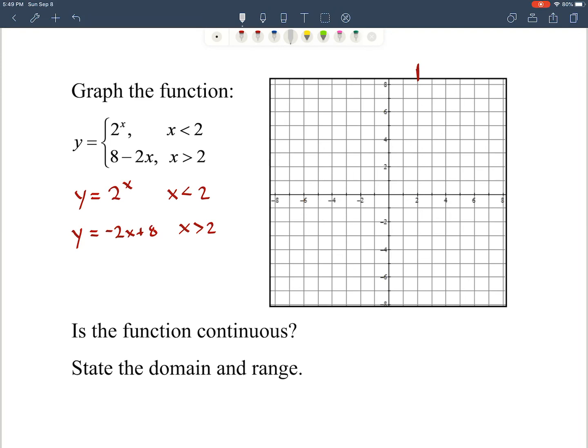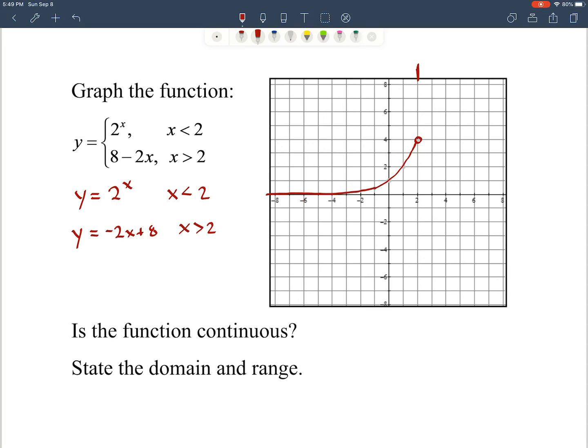Go ahead and start plotting it. y equals 2 to the power of x. We know that's that exponential function. We have a point at (0, 1), (1, 2), and then I'll put one at (2, 4). And then we have one at (-1, 1/2). Remember, this is where it has that asymptote that runs along the x-axis. So I'm going to just sketch this in. And then remember, when you get to 2, that should be an open circle.